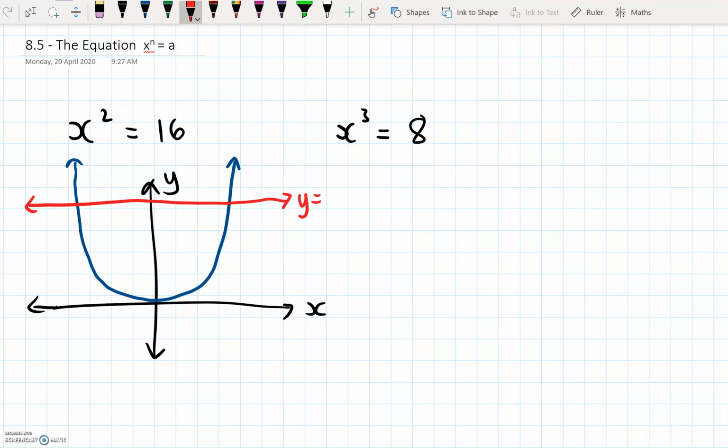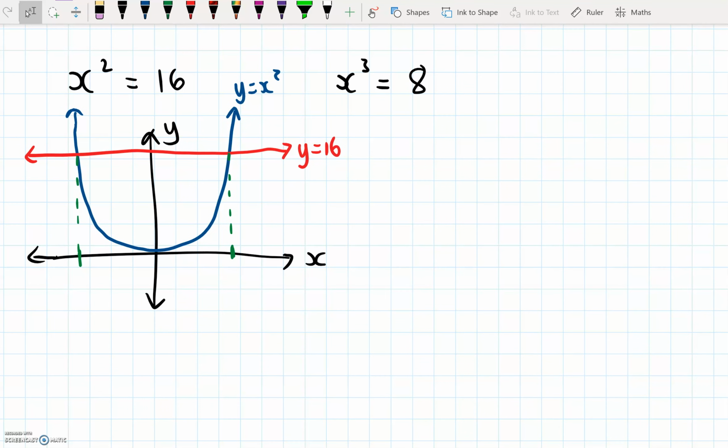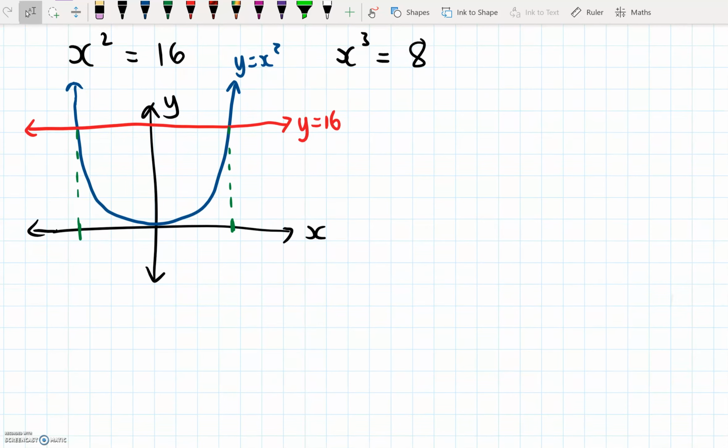So what we have here is a function across here. This is y equals 16, and this is y equals x squared. And we're looking at the intersection of these two graphs. That's what we're trying to solve. What are these two intersection points? Now, this seems pretty easy, but what we want you to do today is try and come up with some of the patterns that you're going to need for this.